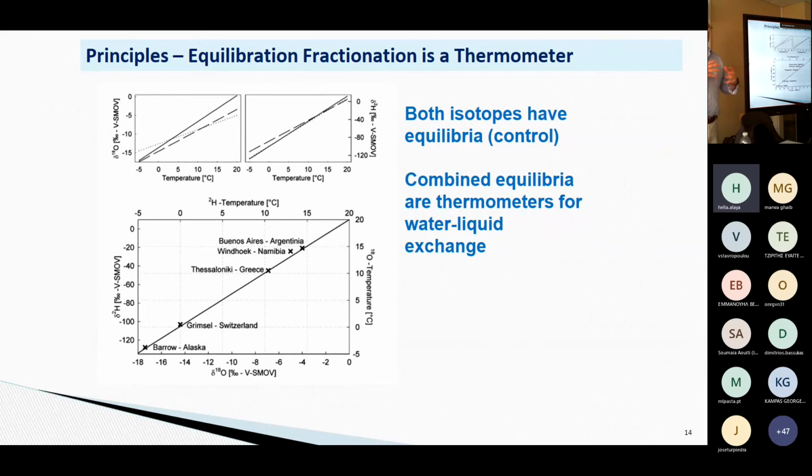And then we will discuss a second group of fractionation reactions, which are diffusive and kinetic reactions, Rayleigh fractionation. And this will give us the power to calculate evaporation and the conditions at which evaporation took place. And then we will go into applications of all this.